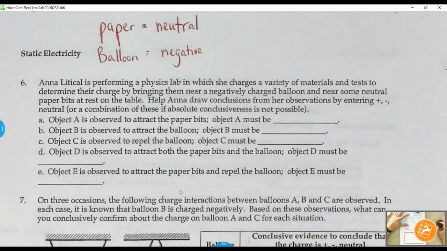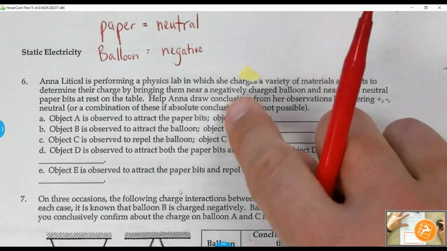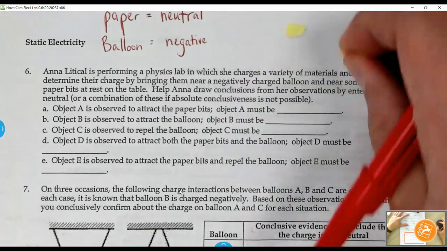It says that Analytical is in a physics lab in which she charges a variety of materials and tests them to determine their charge by bringing them near a negatively charged balloon and near some neutral paper bits at rest on the table. Help Anna draw conclusions from her observations by entering positive, negative, or neutral, or a combination of these, if absolute conclusiveness is not possible. Okay, so let's say we got little paper bits here.